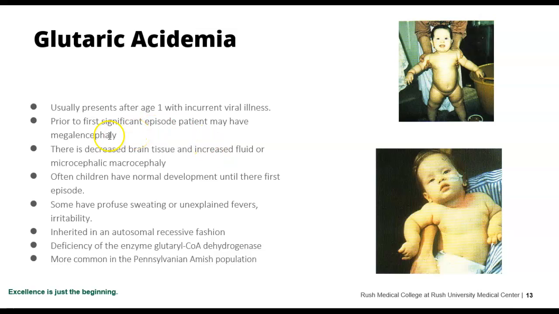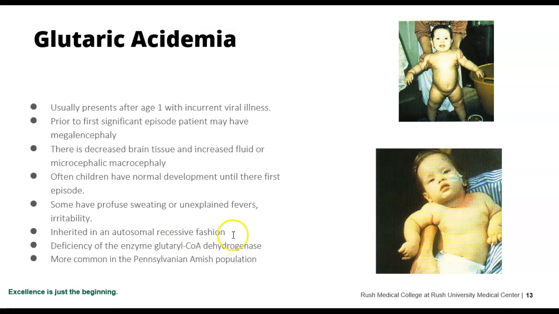But even prior to that, they usually have a big head, megalencephaly. The head is large, but there's not a lot of brain tissue, so it's called microcephalic macrocephaly. So there's lots of fluid there, but not as much brain tissue. Often they have relatively normal development prior to the first major episode. And here's a little girl before and after a major episode. But sometimes they do have signs including profuse sweating, unexplained fevers.